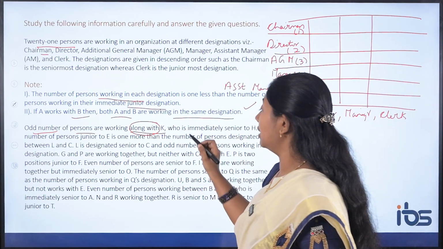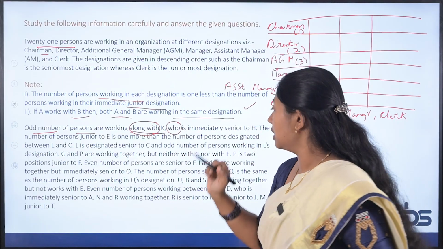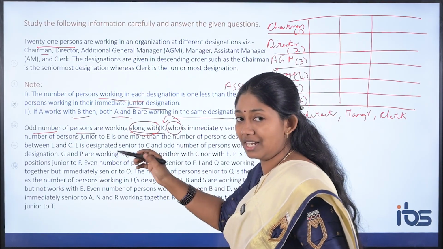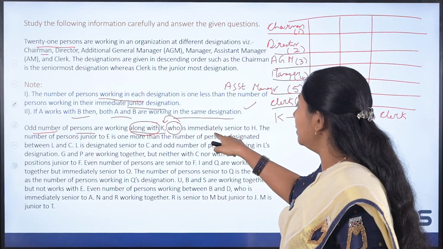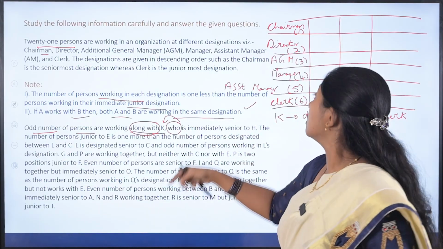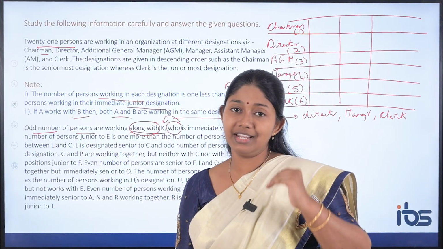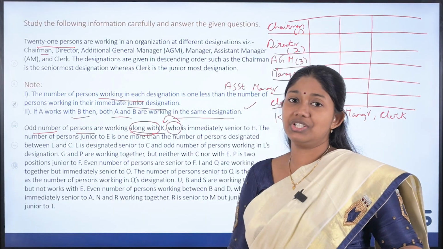And one more statement: who. What is who? It is a relative pronoun. If a relative pronoun comes, the antecedent will be the subject. So the next sentence will be talking about K. K who is immediately senior to H. So already we have written the designations in descending order. So the highest position here is the chairman and the lowest is the clerk.